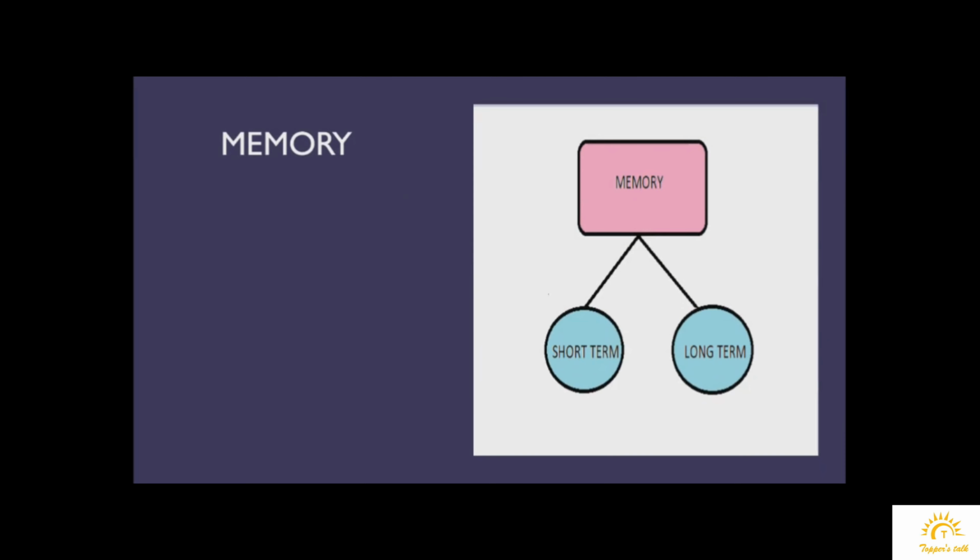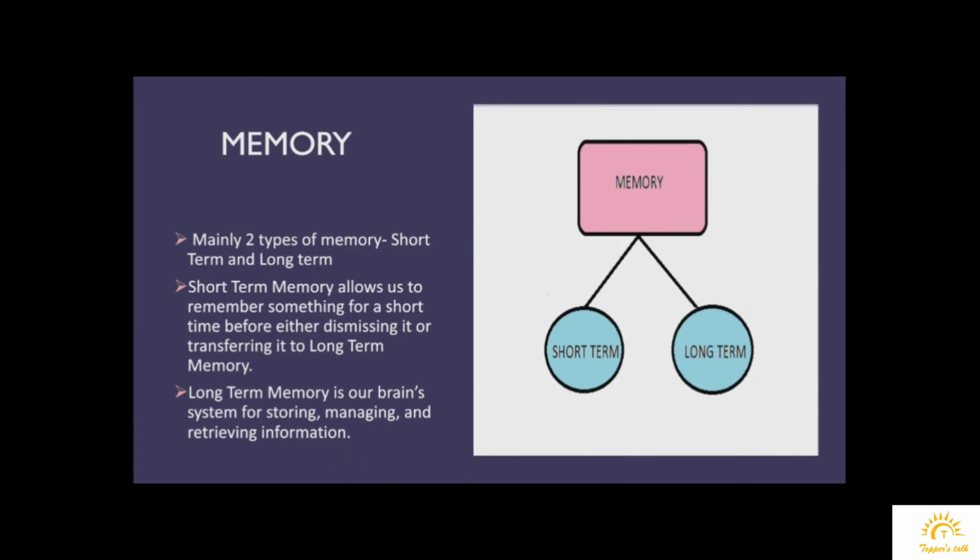Now, let's learn about our memory. There are mainly two types of memory: short term memory and long term memory. Short term memory, as referring to its name, allows us to remember something for a short period of time before dismissing it or transferring this information to the long term memory. And the long term memory is our brain system for storing, managing, and retrieving information. The memories in the long term memory can last for a few days or for many years.